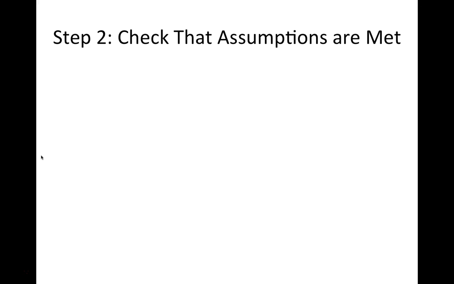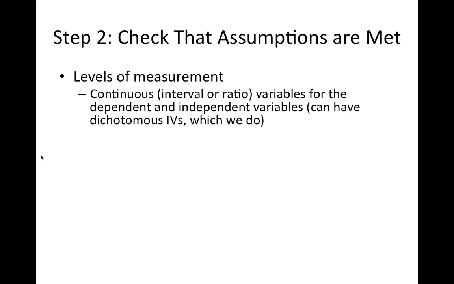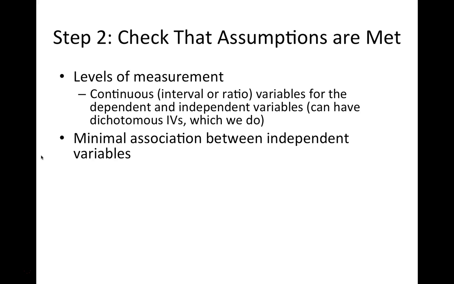We've done all of these already. The levels of measurement are good. We have a continuous variable for the outcome variable and for our independent variable. One of those is a dichotomous independent variable. So we're fine on both of our independent variables and our dependent variable. We have minimal association between the independent variables. This is what we looked at in the correlation analyses in Module 9. And what we found was that there is a significant association, but it's a pretty small one. So we're not going to worry about it in this situation.